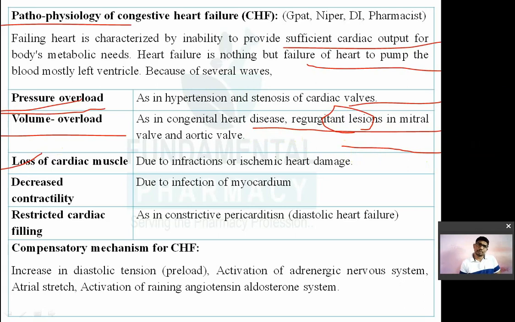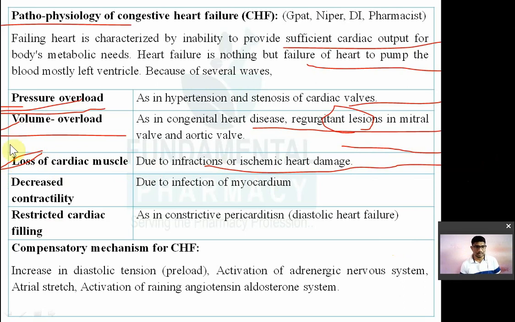प्रेशर ओवरलोड हो गया, हार्ट के ऊपर बहुत प्रेशर आ गया, फिर हार्ट को वॉल्यूम का ओवरलोड हो गया, या फिर हार्ट का मसल लॉस हो गया। तो हार्ट का मसल कैसे लॉस हो गया? सो ड्यू टू ischemic heart disease, due to myocardial ischemia or angina pectoris or anything. So if there is less blood supply to the heart, the myocardial muscle will start dying, and that is nothing but loss of cardiac muscle.